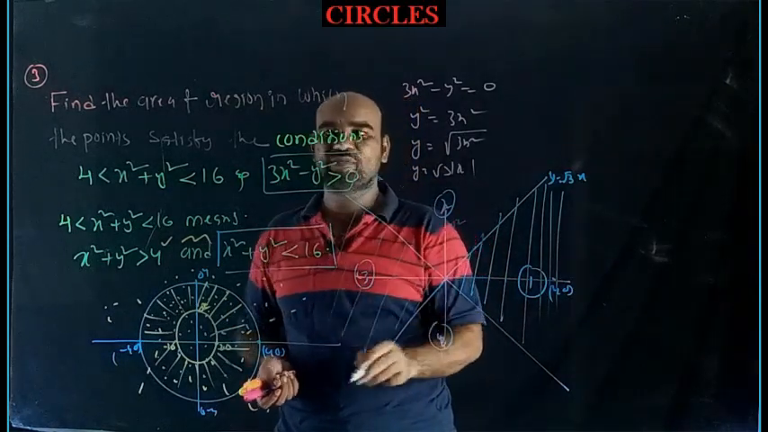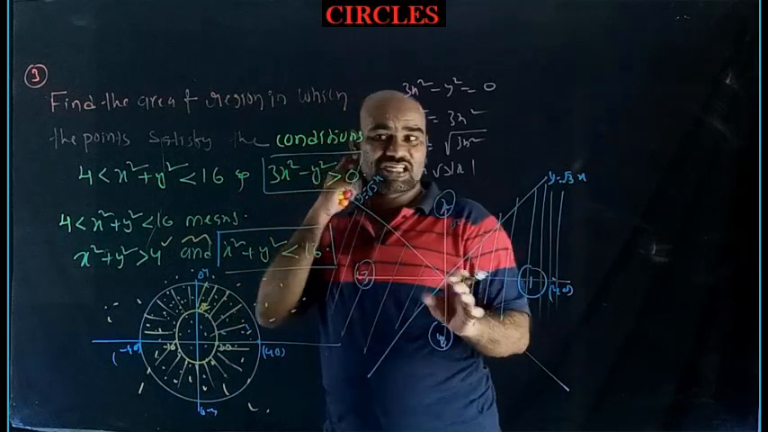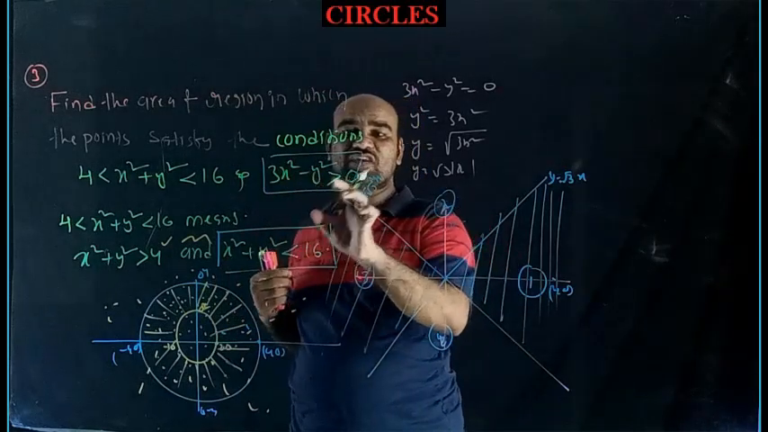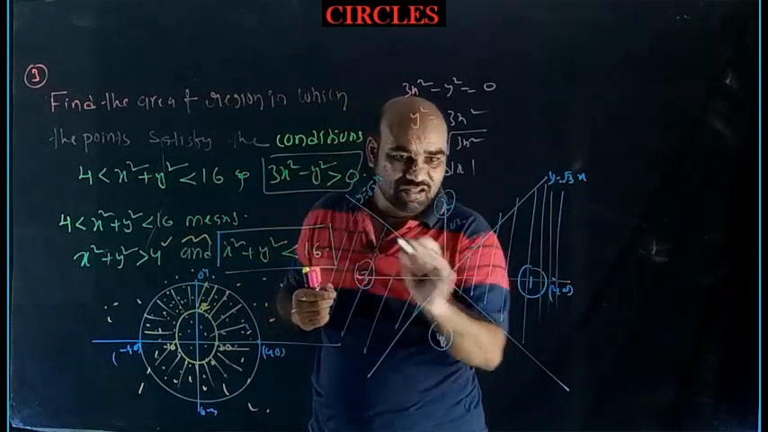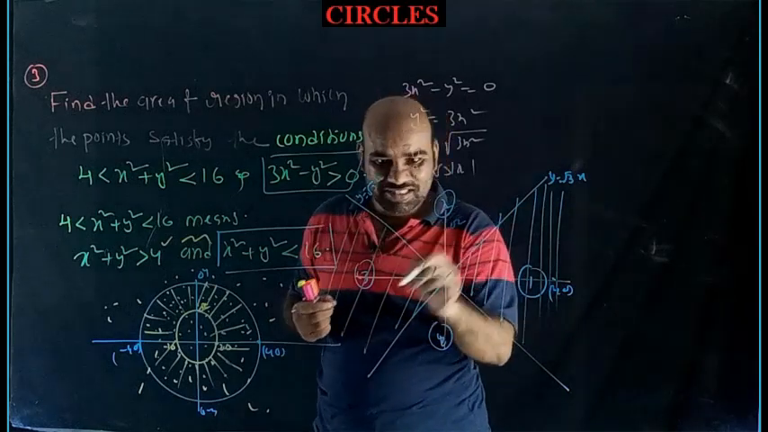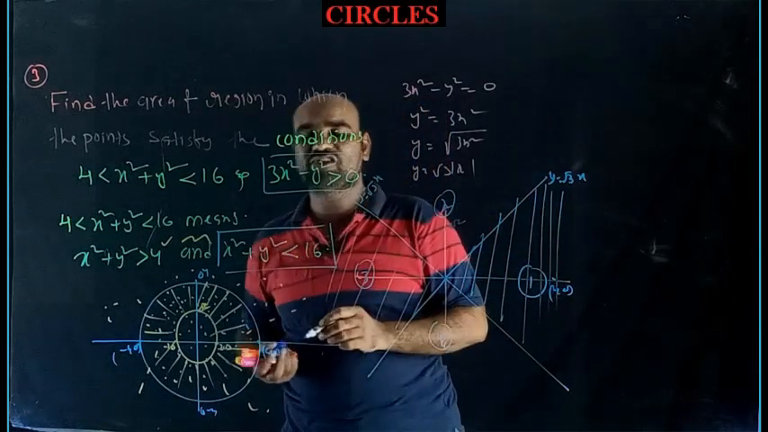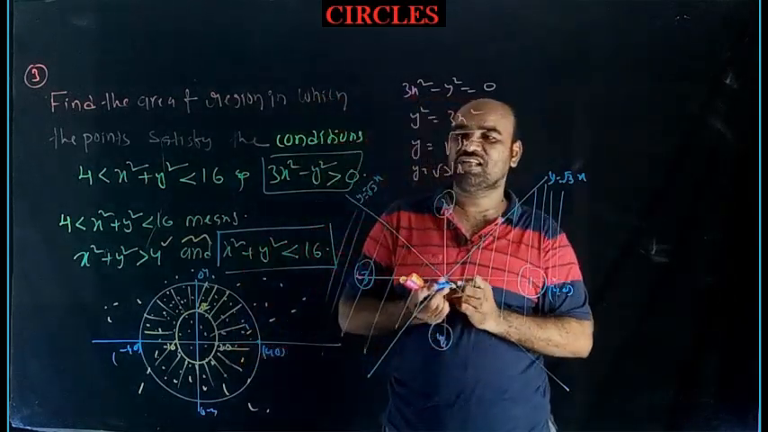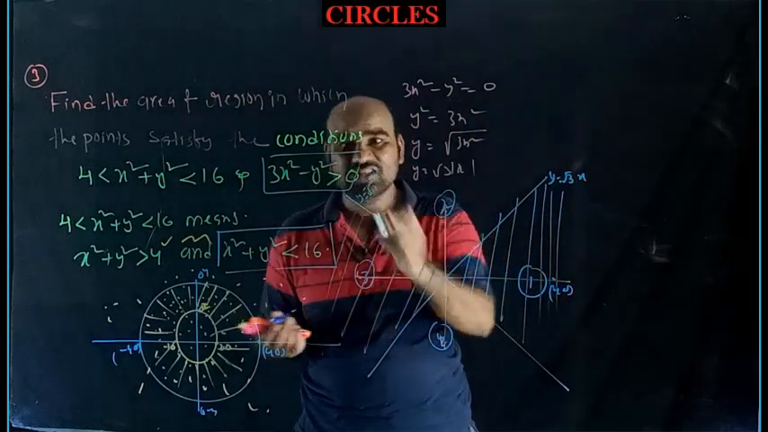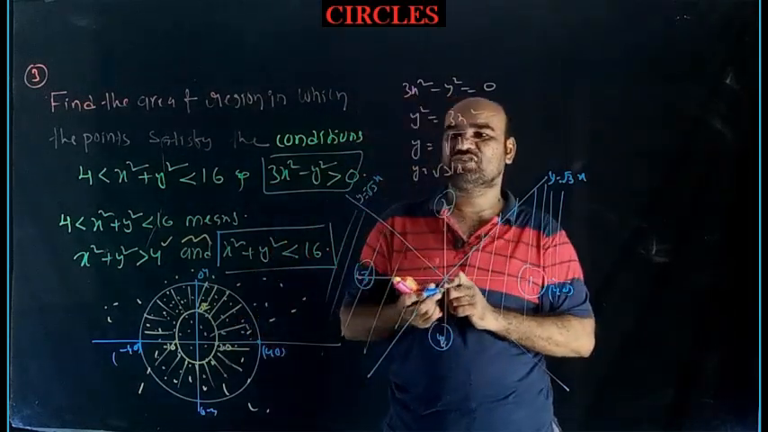So finally what happened? The shaded region is satisfied by 3x² − y² > 0. Means the points not on the line, inside the shaded region, will satisfy 3x² − y² > 0.